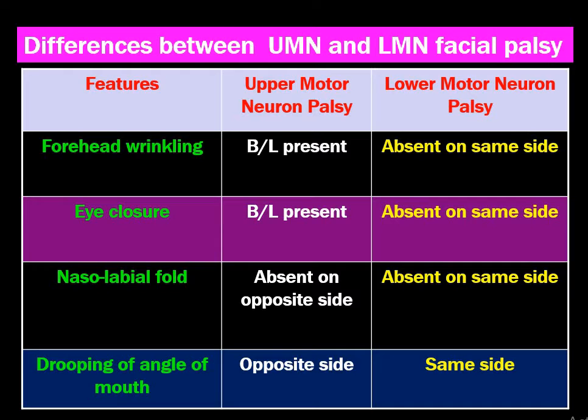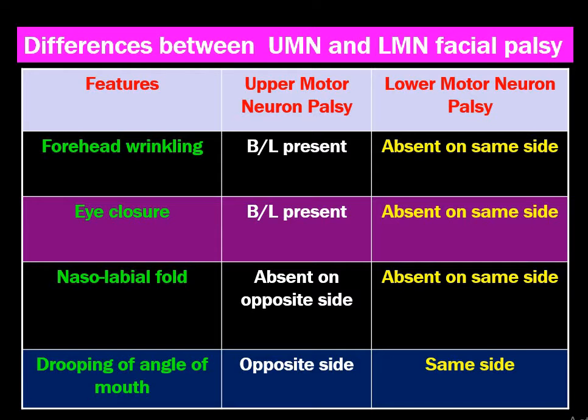Whereas in case of lower motor neuron facial paralysis, as we have already told, there will be affection of one side of the face. So forehead wrinkling will be absent on the same side, eye closure will be absent on the same side, nasolabial fold will be absent on the same side, and drooping of angle of mouth will be towards the same side.